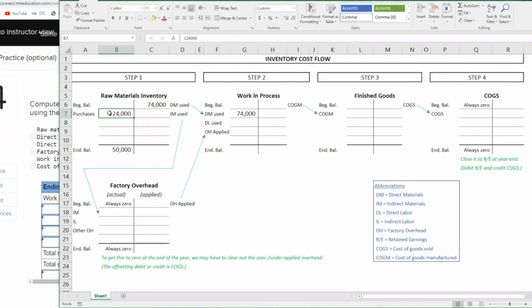Yeah, so we had 124, right? Or I don't know how much was in here. I guess nothing. And then we took out 74, so that leaves us with 50, I guess, right? Take it out of there and we put it into work in process.